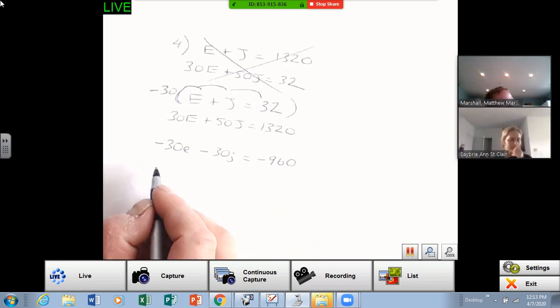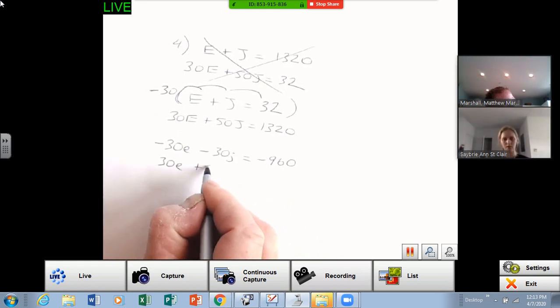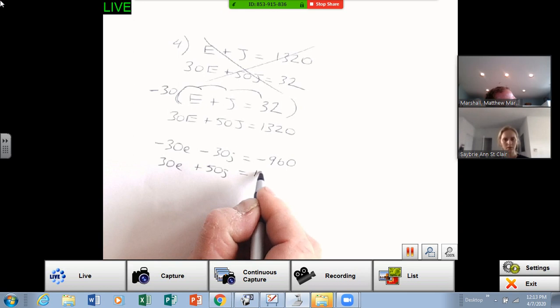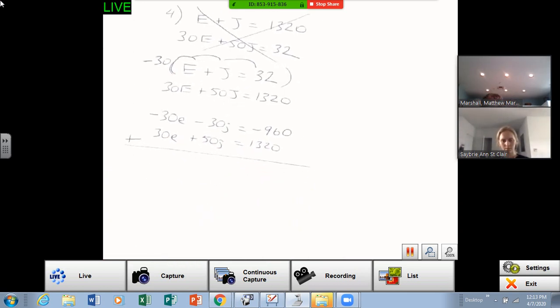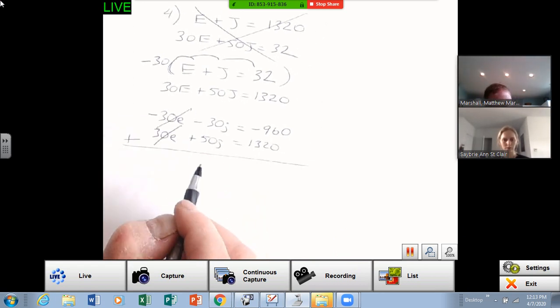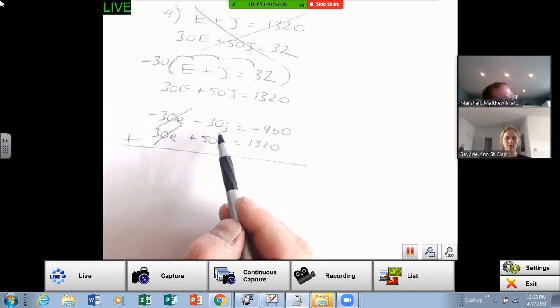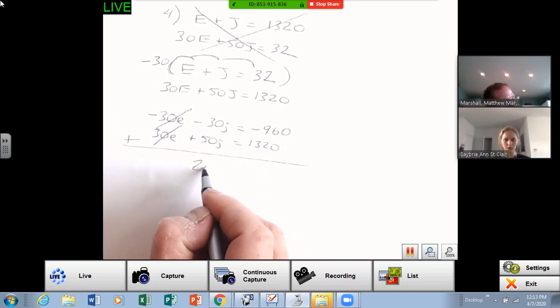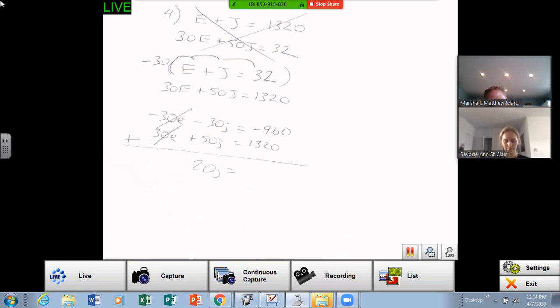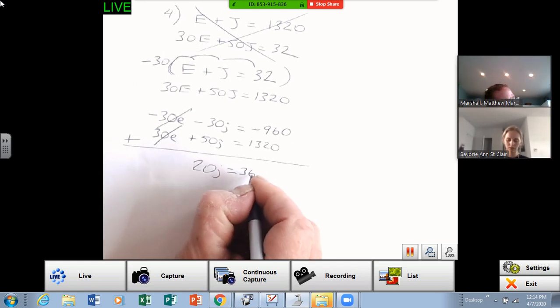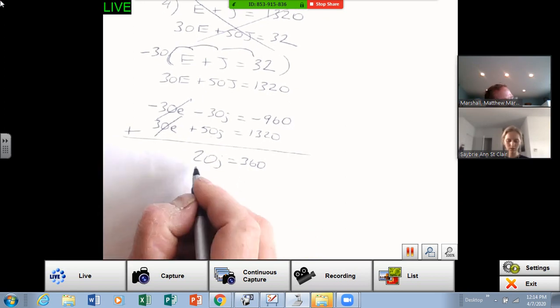And then the bottom part stays the same. And then do you see what's going to happen right there? And then how many J's am I going to get? 20 J's. Good job. And then 1320 minus 960 is 360. And then right there, the opposite of timesing by 20, dividing.